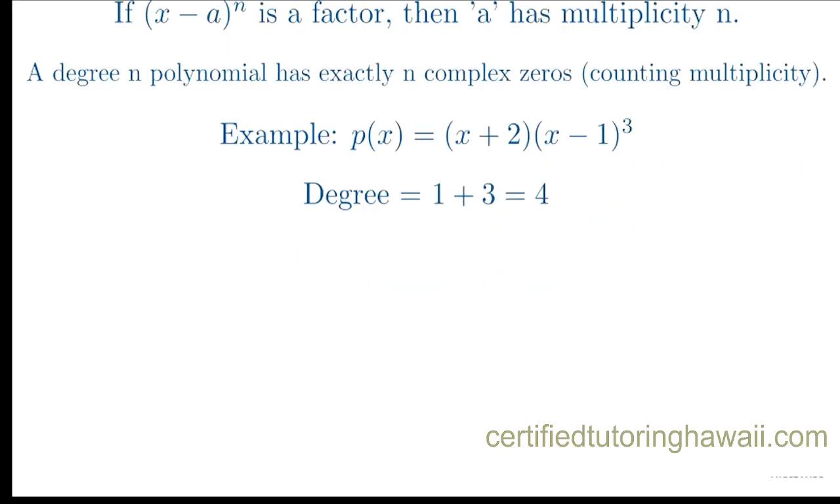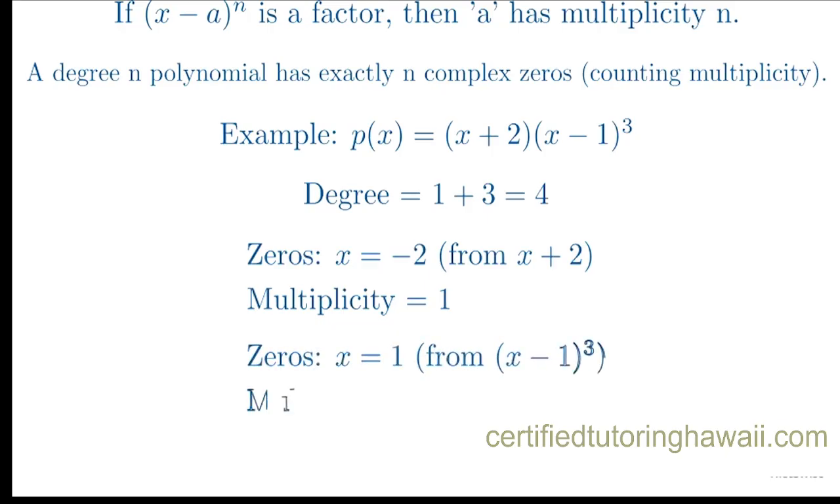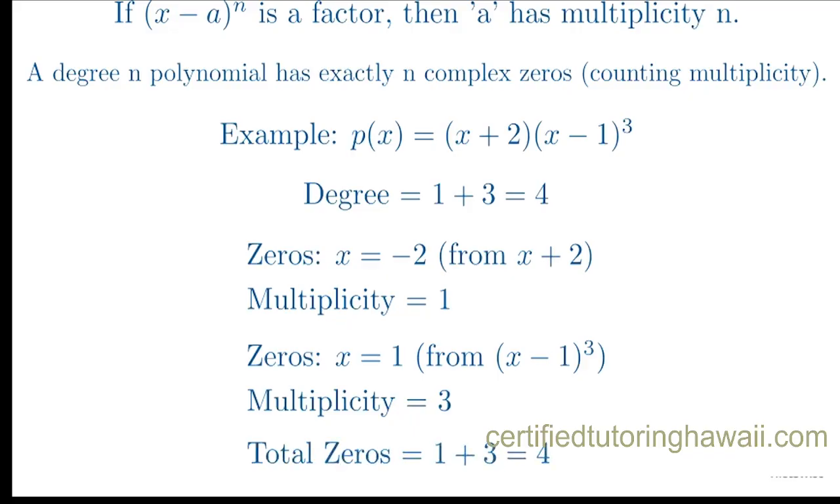Now let's identify the zeros and their multiplicities. The factor x plus 2 gives us a zero at x equals negative 2, with a multiplicity of 1. The factor x minus 1 cubed gives us a zero at x equals 1, with a multiplicity of 3. If we add the multiplicities, we get 1 plus 3, which is 4, matching our degree. This confirms that we've found all the zeros of this polynomial. Understanding multiplicity is crucial not just for counting zeros, but for sketching the graph of a polynomial.